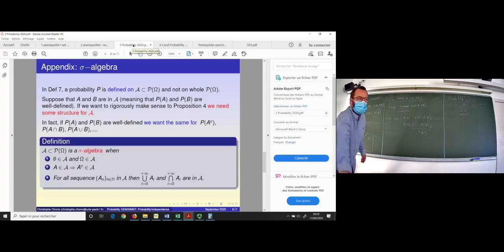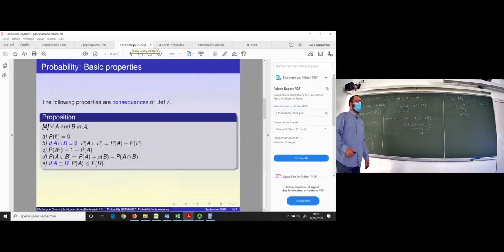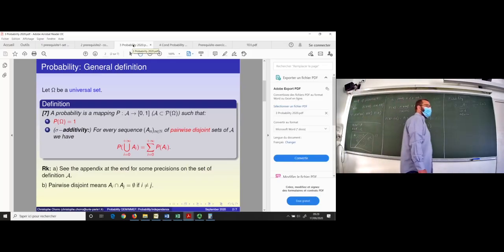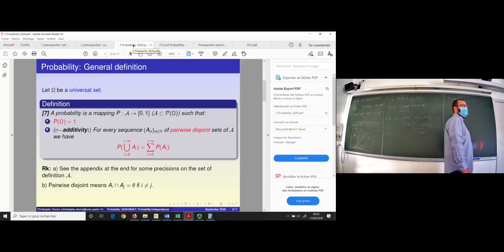Two hypotheses that are, I remind you, what? P of the universe is 1. And if I have a sequence of pairwise disjoint sets, so for any sequence of pairwise disjoint sets, the probability of the union is equal to the sum of the probabilities. Definition of a probability.